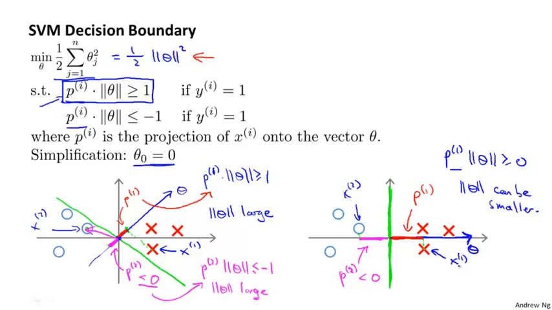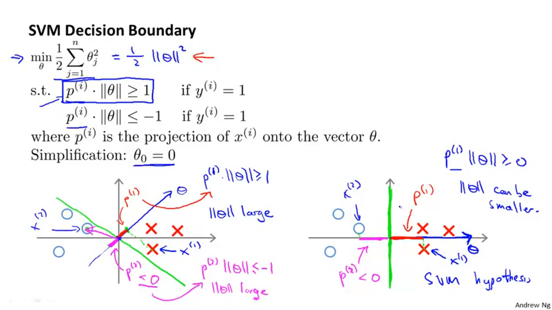And so what this means is that by choosing the decision boundary shown on the right instead of on the left, the SVM can make the norm of the parameters theta much smaller. So if it can make the norm of theta smaller, and therefore make the squared norm of theta smaller, that is why the SVM will choose this hypothesis on the right instead. And this is how the SVM gives rise to this large margin classification effect.